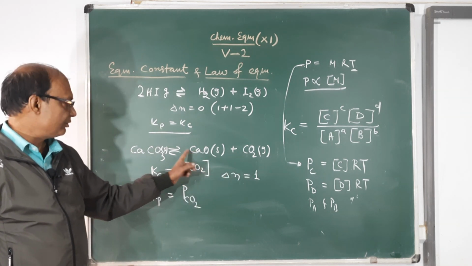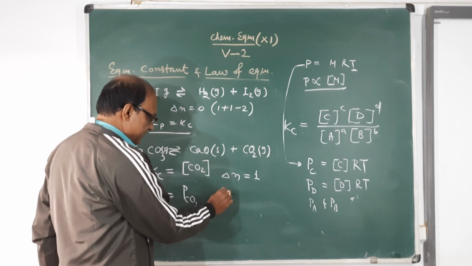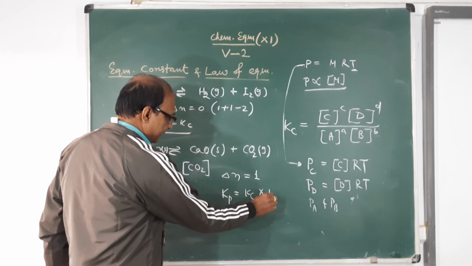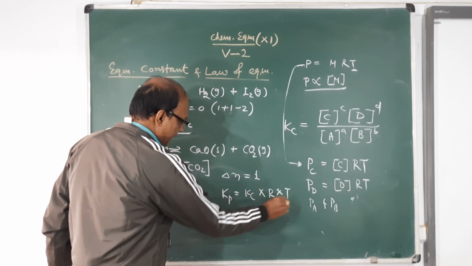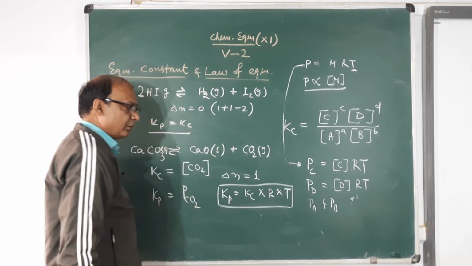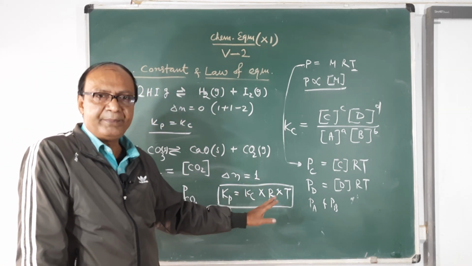1 plus 0 minus 0, that is 1. And therefore, for this equilibrium system, Kp equals Kc into RT. Kp equals Kc into RT. Now see, this is about Kp and Kc.